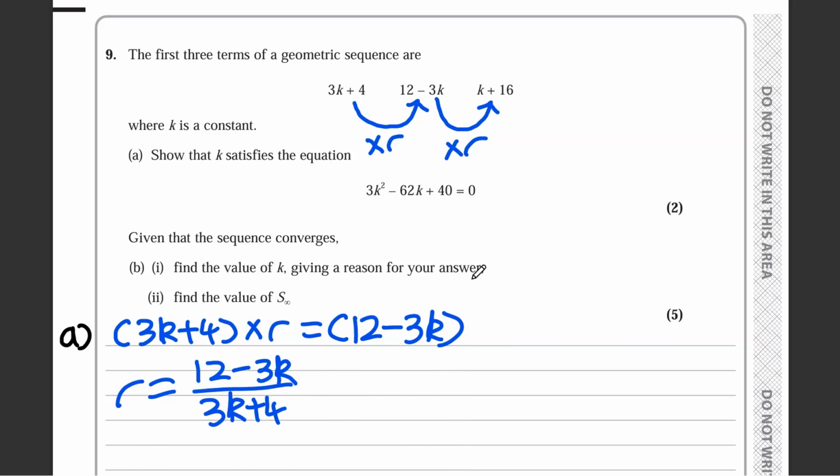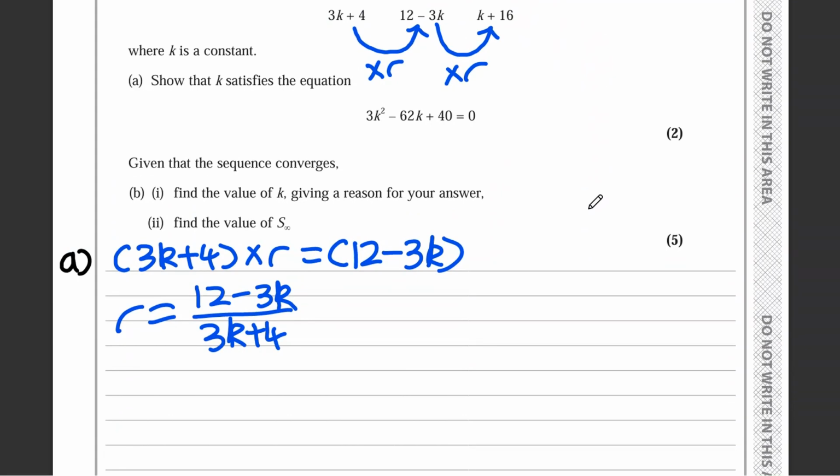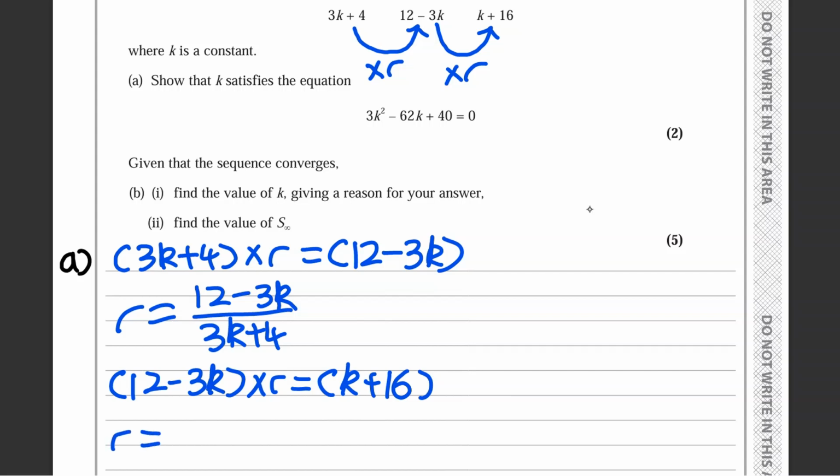If we do this exact same thing for the second term and the third term, so to get from the second term to the third term, it's going to be this 12 minus 3k multiplied by r is equal to k plus 16, and then divide both sides by this 12 minus 3k, so we get that r is equal to k plus 16 over 12 minus 3k.